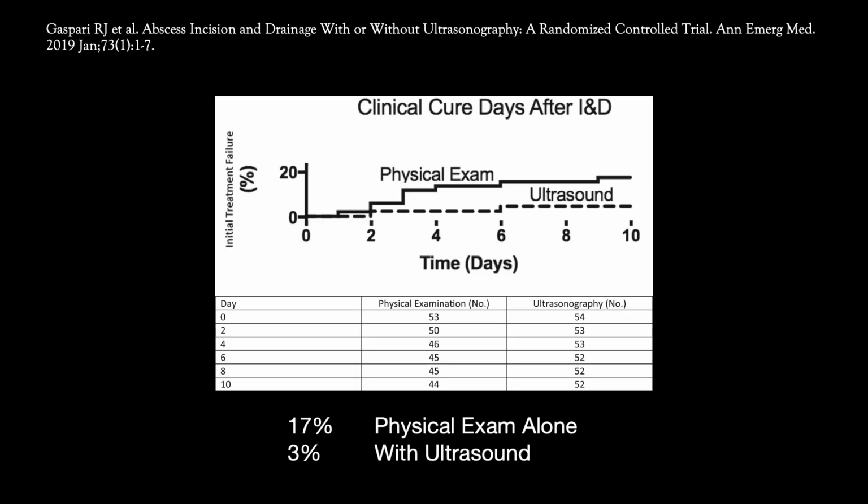Of the patients enrolled and not lost to follow-up, 11 patients had failure of therapy, defined as pain and fluctuance requiring return to the ED. 9 in the physical exam only arm and 2 in the ultrasound arm. The study noted that patients with an abscess who were undergoing incision and drainage without ultrasound were more likely to fail therapy and have repeated incision and drainage compared with those undergoing incision and drainage with point-of-care ultrasound. I encourage you to refer back to these studies to learn more about the details.